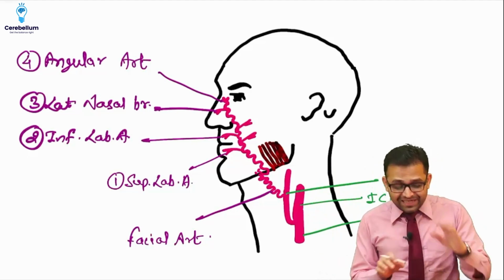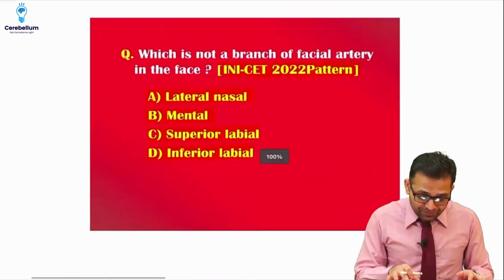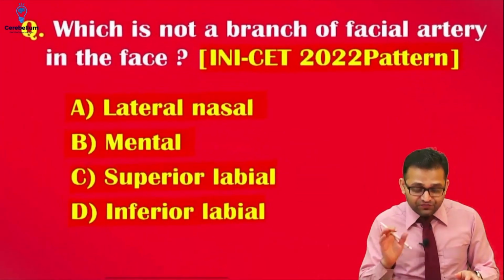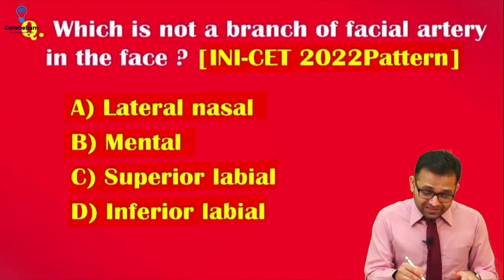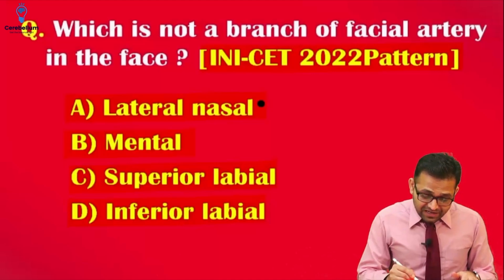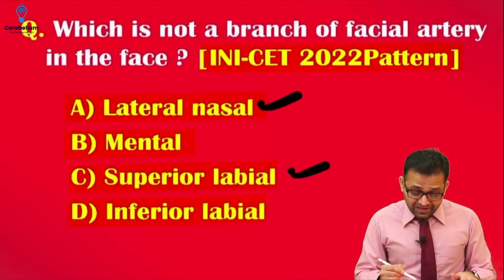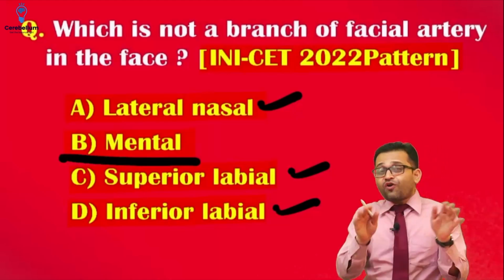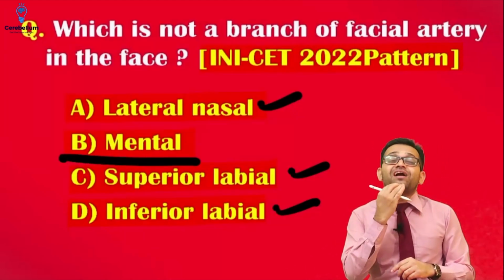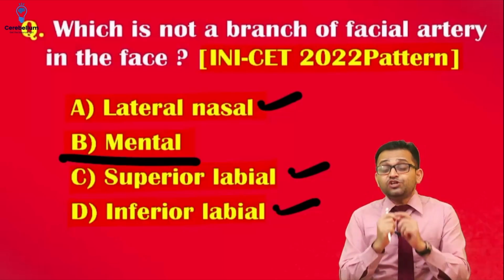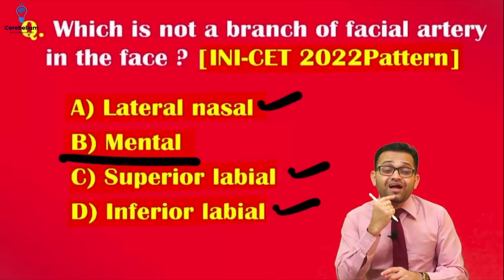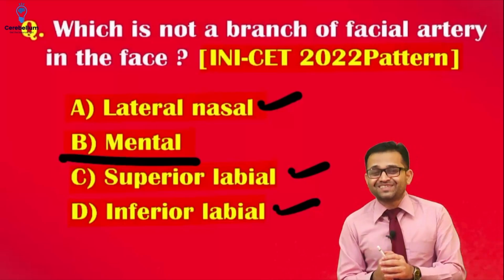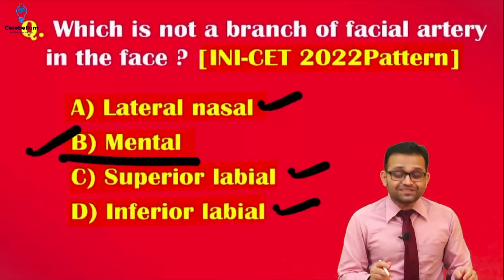So you can easily crack this MCQ. Which is not a branch of the facial artery in the face? You can say, sir, lateral nasal artery, it is a branch. Superior labial and inferior labial, these all are branches, but the mental artery, it is not a branch. Remember, the mental artery at the mental region is a continuation of the inferior alveolar artery, which is the branch of the maxillary artery. So in this question, the answer is B.